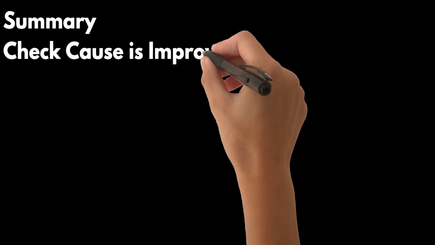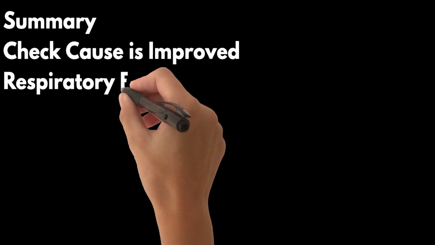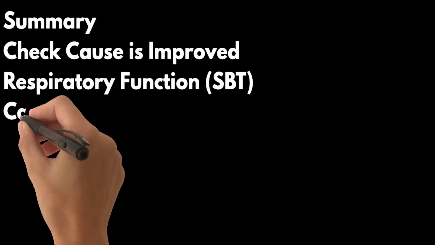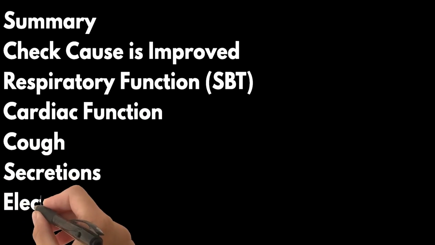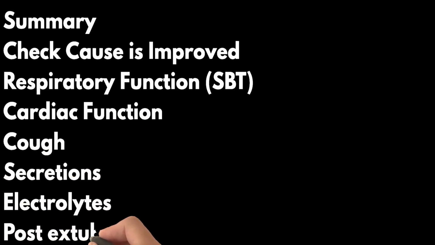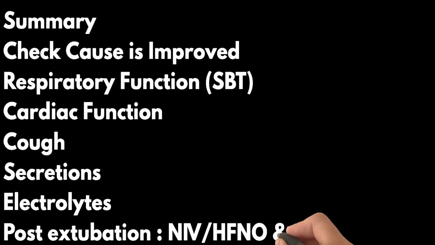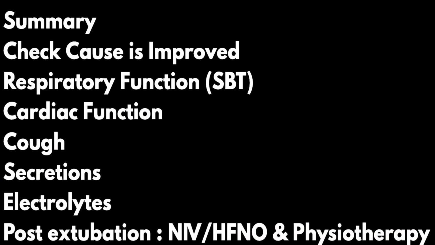So to summarize, check the cause of intubation has improved. Respiratory function during SBT. Cardiac function evaluation. Cough power. Secretions. Electrolytes optimization. Post-extubation, use NIV, HFNO and physiotherapy. These steps may help in reducing reintubation.